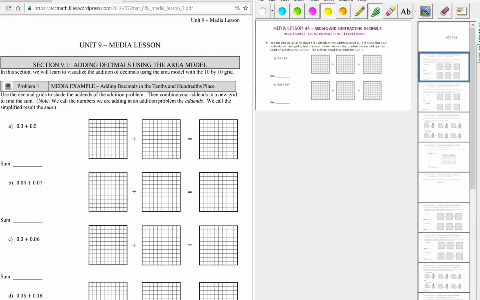Hi teachers, in this set of videos we're going to look at Unit 9, which is operations with decimals. So first we'll start with adding decimals and subtracting decimals, and what may be different from how you typically teach this is that we'll use the area model or the decimal grids to help introduce this topic so they could visualize this.